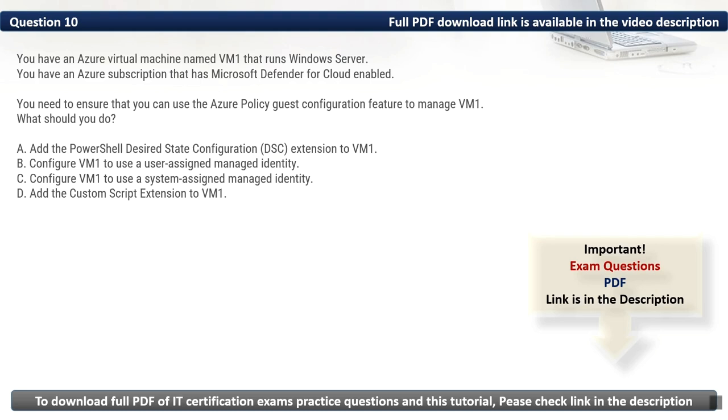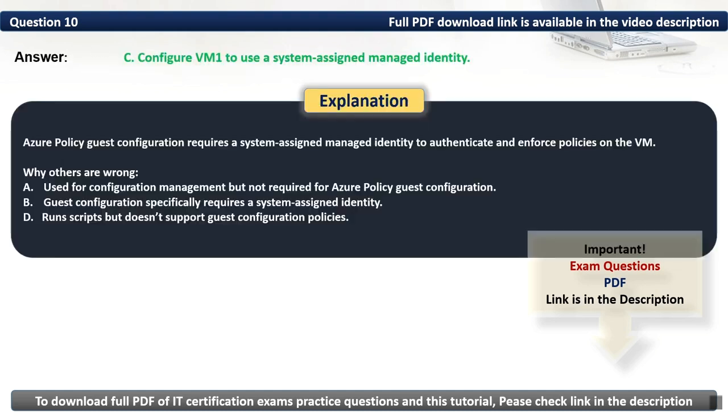As such, we should configure VM1 to use a system assigned managed identity. Thus, the correct option is C. Azure Policy Guest Configuration requires a system assigned managed identity to authenticate and enforce policies on the VM.